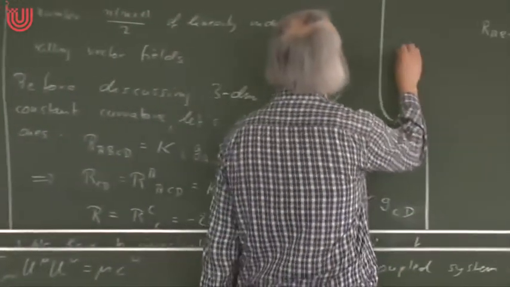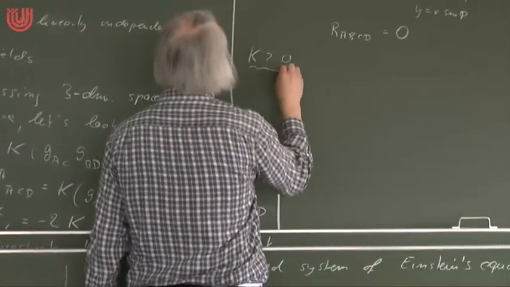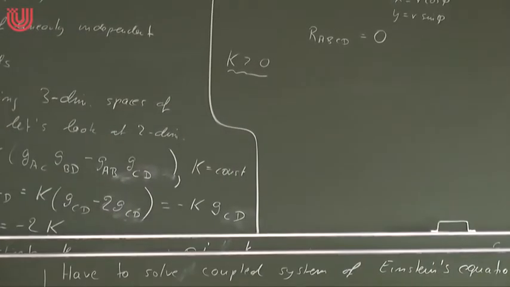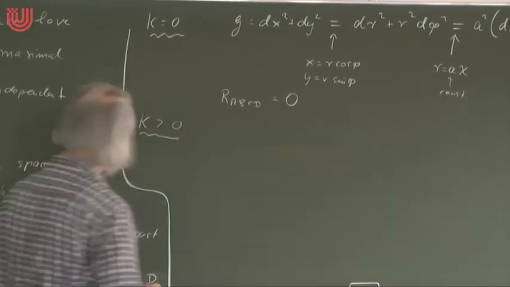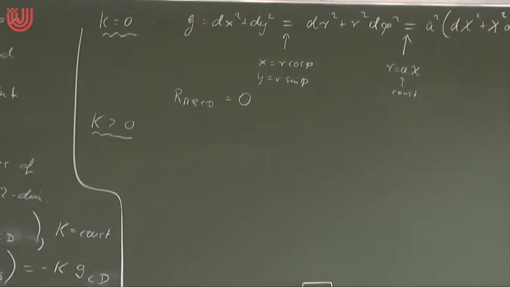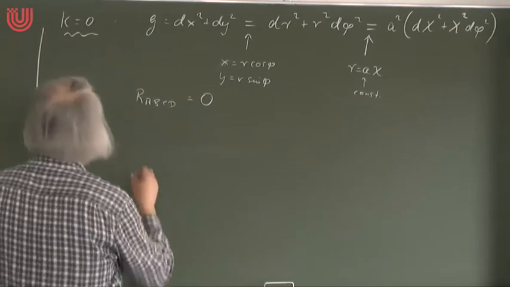Then k bigger than 0. I think this can also be easily visualized. This is of course a sphere. Here the sphere is a space of constant curvature with positive k. So how do we write the sphere?